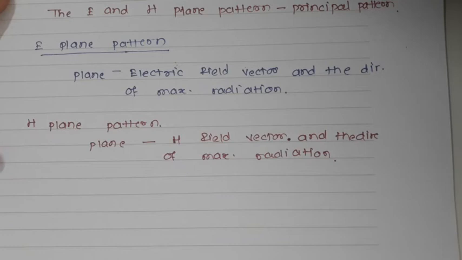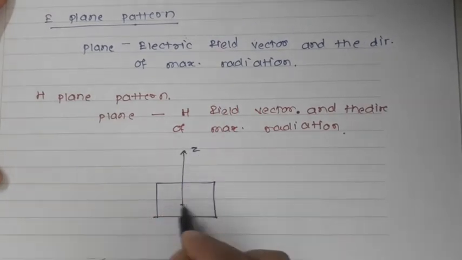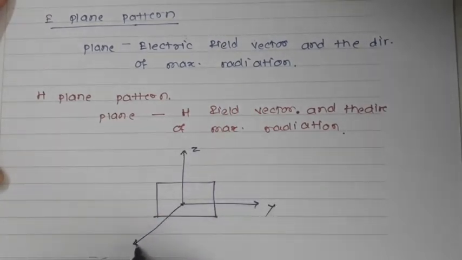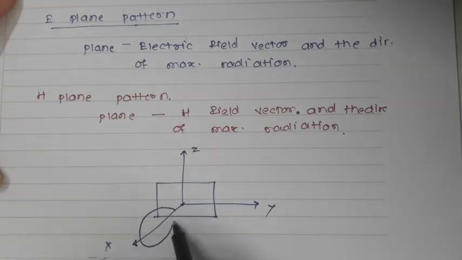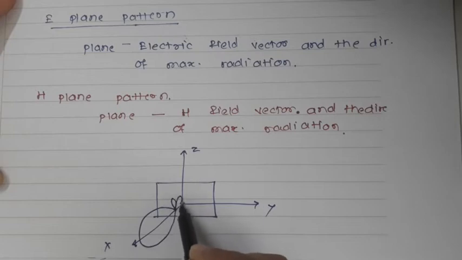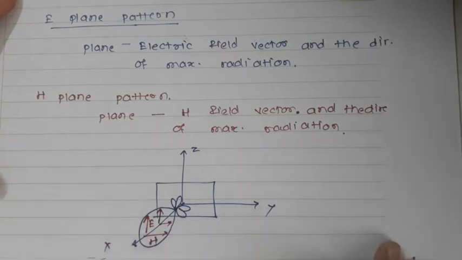Now consider the horn antenna, which radiates like this. This is the Z, this will be the Y, and this will be the X. The horn antenna radiates the maximum in the X direction. These are the side lobes, and this will be the major lobe. This is the electric field E, and this is the magnetic field, that is H.